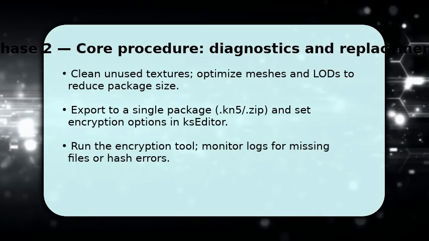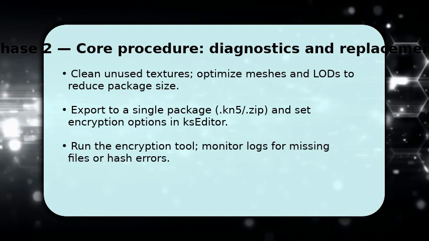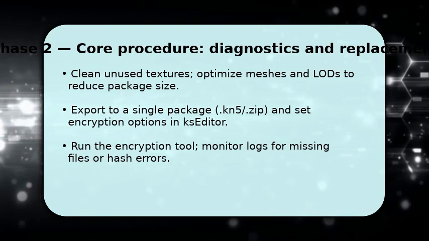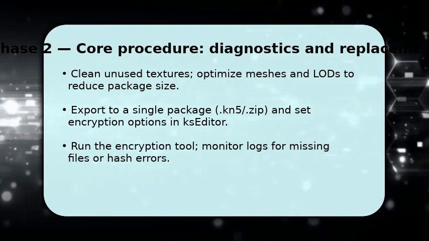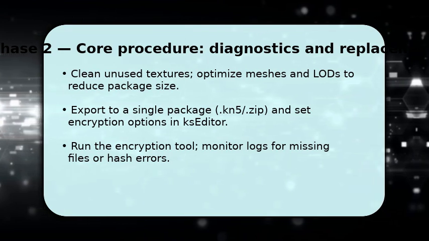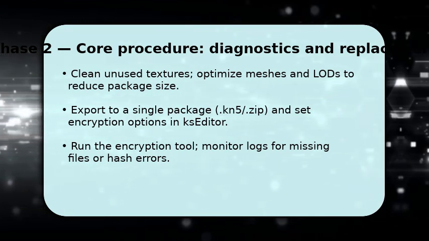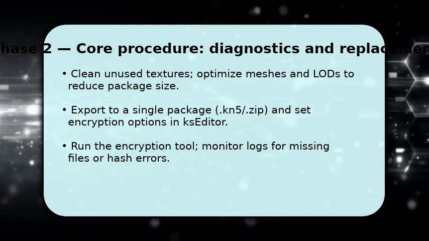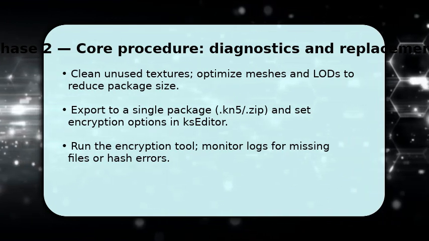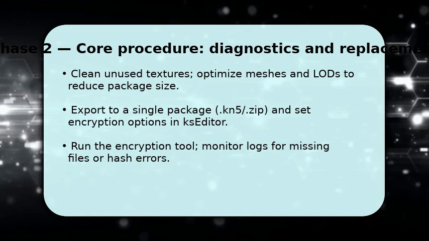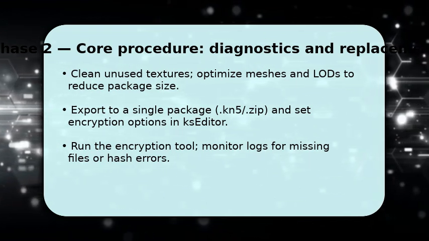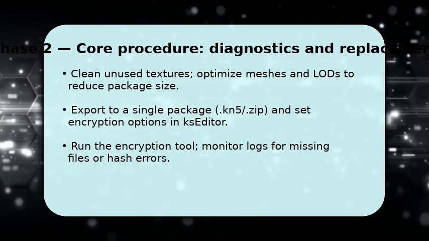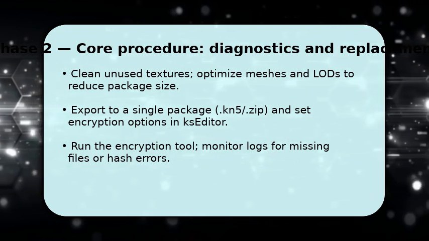Now you prepare and encrypt. First, clean unused textures and optimize meshes and levels of detail. This reduces package size and avoids missing assets during encryption. Once cleaned, export the car into a single package, for example a KN5 or zipped folder, and open the KS Editor encryption panel. Set the encryption flags and key options the tool requires, then execute the encrypt command.